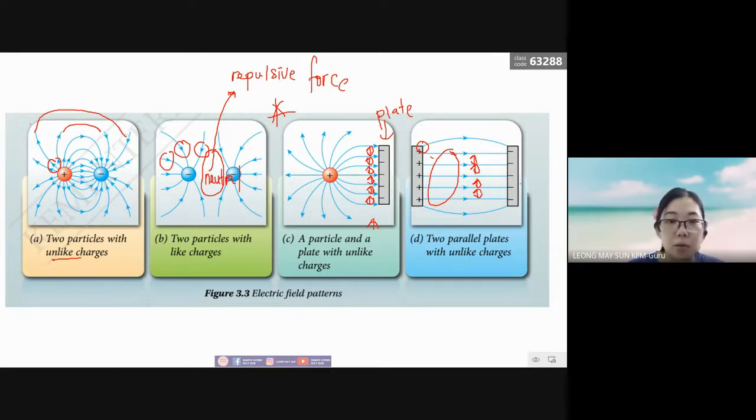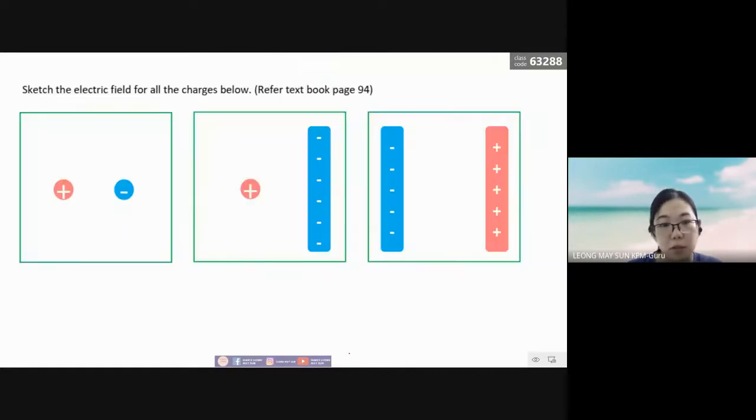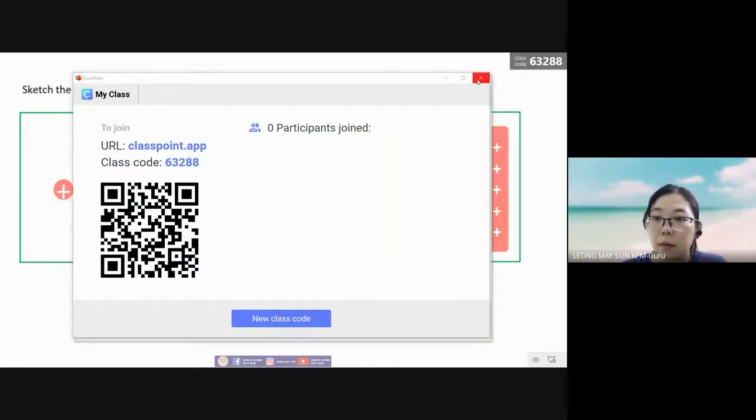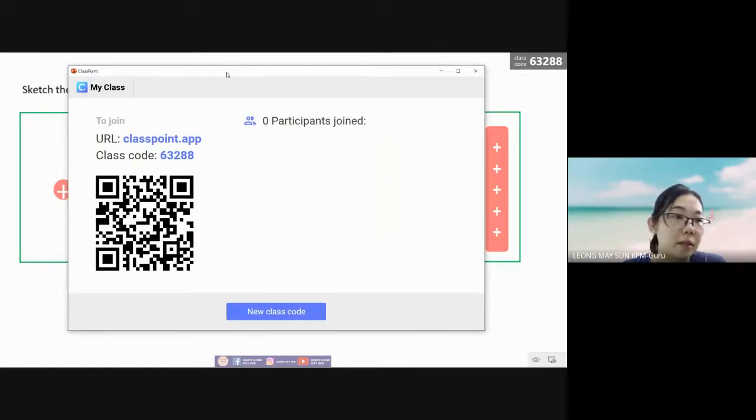Okay, I think the next page is drawing. Maybe let's just do a simple exercise since there are not many people here. Can you enter the class point? Try to enter the class point. I'm not specific about the class name or whatever. Just try to enter class point because I want to see whether your drawing is correct or wrong.